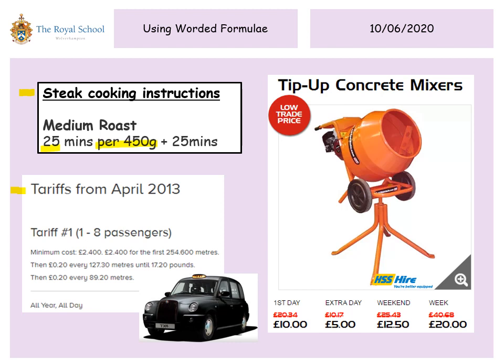So we can see here, this taxi has a minimum cost of £2.40. That means even if you call the car to your house and decided you didn't need it anymore, it's going to cost you £2.40. You can then go in this taxi up to 256.6 metres, and then it starts to charge you 20 pence every 127.3 metres up until you get to a certain amount, and then it actually starts to go up even more than that afterwards.